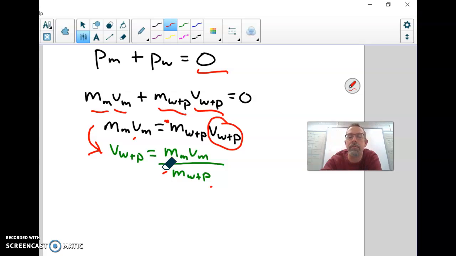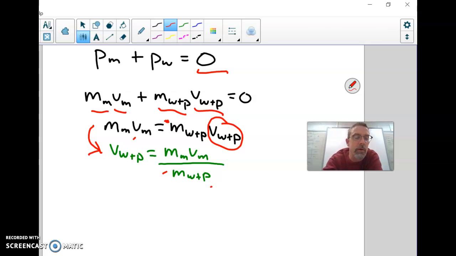We could plug in our numbers. We could plug in 70 for the man, 1.50 meters per second, and 57.5 kilograms for this mass. And we'll end up with what the velocity of the woman is. So these problems really aren't that hard mathematically. They're more bean counting exercises to make sure that you understand the concept.